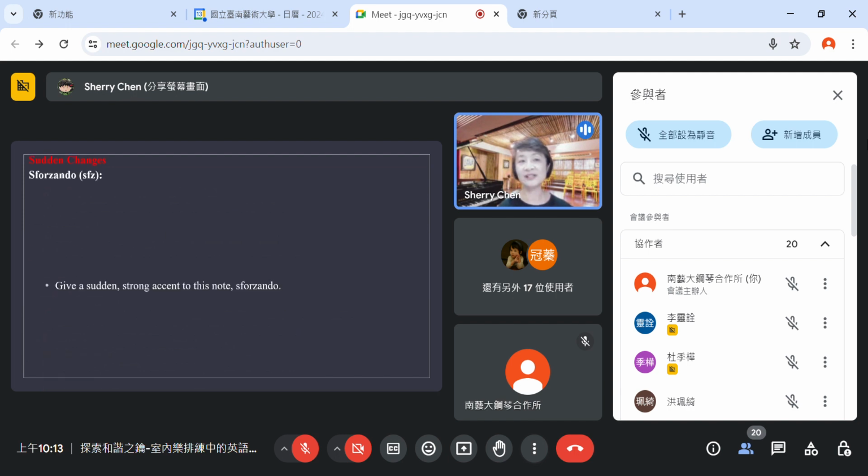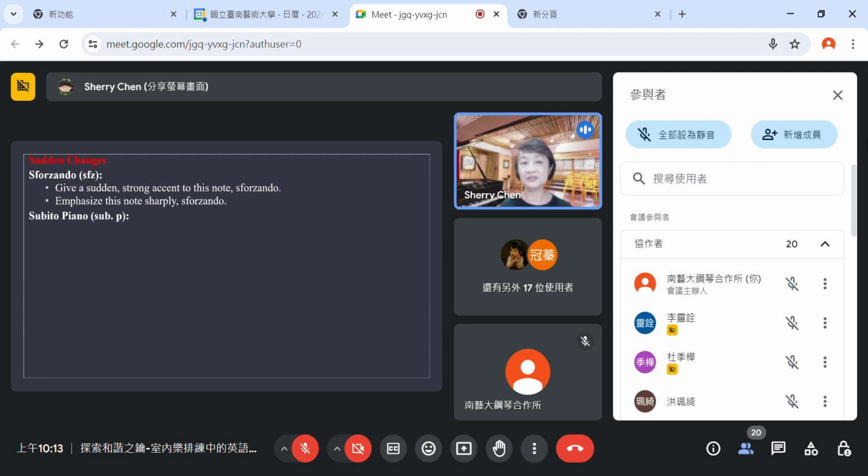Sudden changes, forzato. Give a sudden, strong accent to this note, forzato. 它是一个很 sudden，是突然间的。Emphasize the note sharply. 就是突然间的一个强音，sforzando. Subito piano: drop to a soft dynamic immediately. Subito piano: change to piano suddenly. Subito piano.